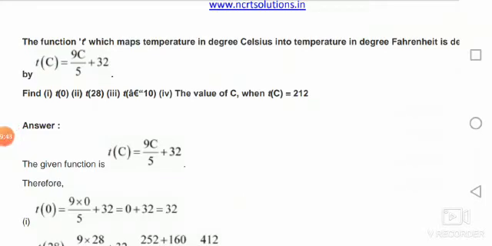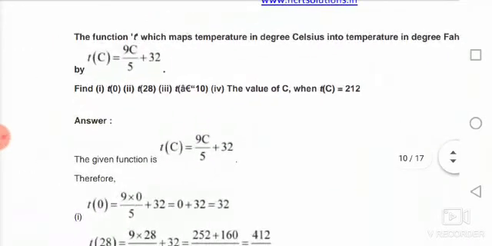Dear students, we have one more question, the fourth question. The function T, which maps temperature in degrees Celsius into temperature in degrees Fahrenheit, is defined by T of C is equal to 9C divided by 5 plus 32. Then we should find T of 0, T of 28, T of minus 10. Then also we have to find the value of C when T of C is equal to 212.